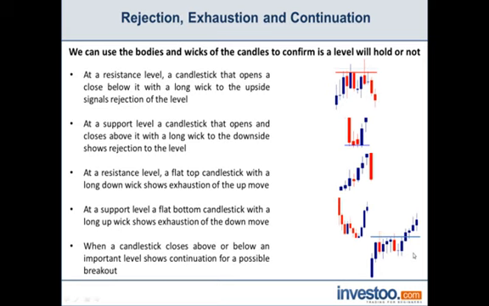So this was not a rejection of this area of resistance, but more of a continuation pattern. And this pattern was not complete until this candlestick crossed and closed above the level of resistance. And this also applies to levels of support. If we are getting rejection on this level of support, but then we have a candlestick that closes below this level, we might have a continuation of the move down.